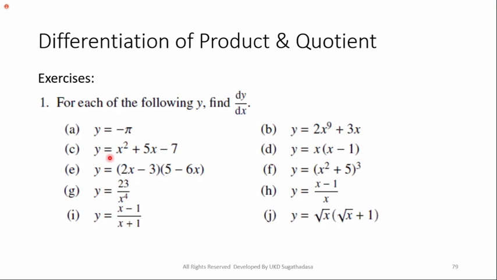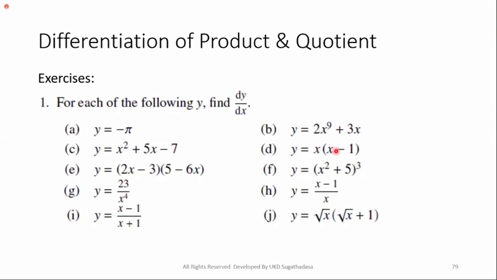Part C, 2x plus 5. That's all. dy by dx: x squared differentiation is 2x. This is 5, and the differentiation of 5 is 0.